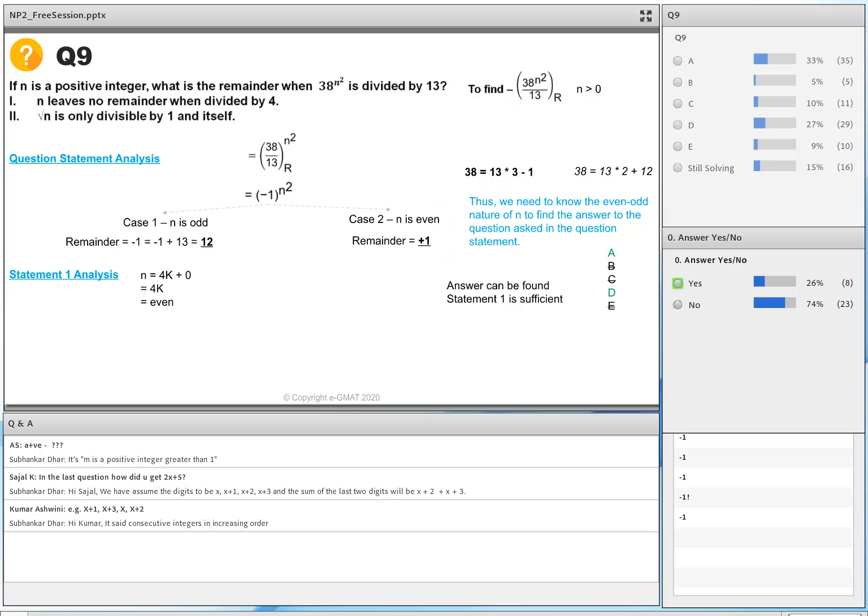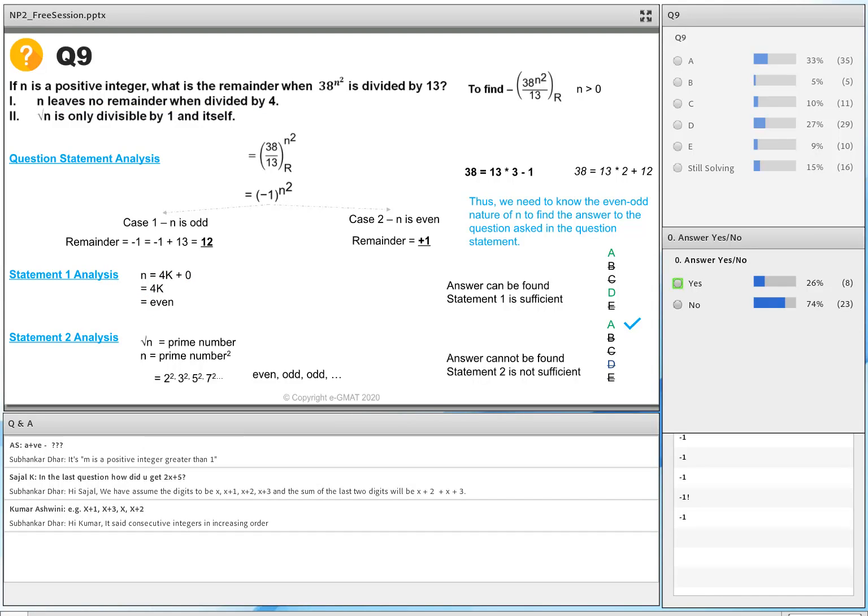So let's go to the first statement. The first statement tells me that n leaves no remainder when divided by 4. It means that n is of the form 4k plus 0, or n is of the form 4k. Now, if n is of the form 4k, it means it's an even number. So we already know if it's an even number, we can reach the answer. So with statement 1, the first statement is sufficient for us to reach the answer. With that, let's move on to the second statement.